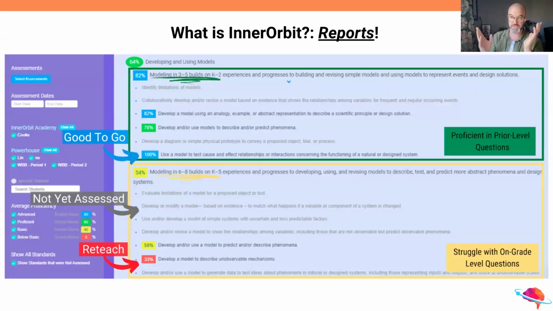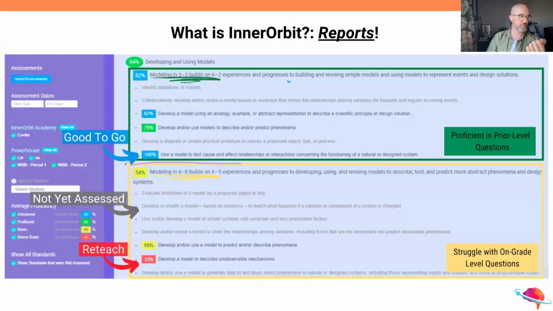So this is the SEP, developing using models. What we're looking at here are 2 different parts of this SEP. Up at the top, we're looking at the 3-5 grade level band. There are a bunch of very specific elements of that SEP where students should be showing success or demonstrating growth. And so what we'll do is measure, say, students are 100% successful using a model to test cause and effect relationships or interactions concerning the functioning of a natural or design system, which is great.